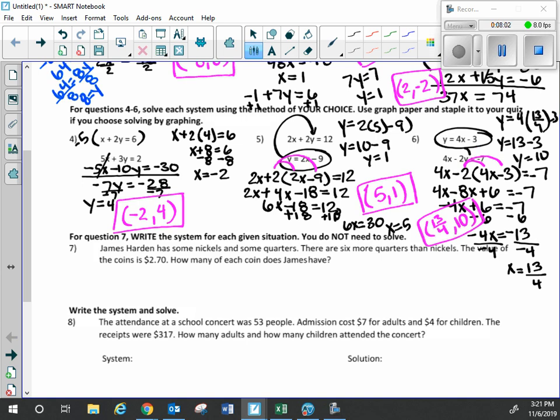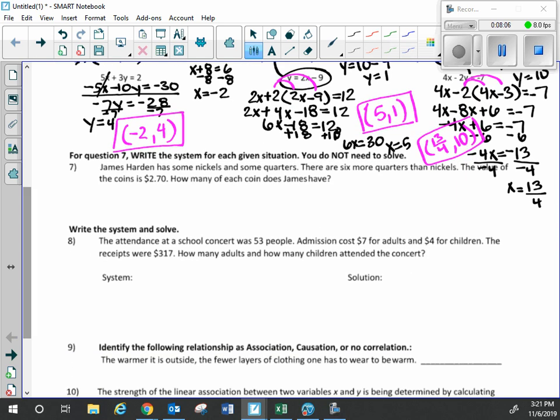Okay, for number 7, write the system you do not need to solve. So James Harden has some nickels and some quarters. There are 6 more quarters than nickels. The value of the coins is $2.70. How many of each coin does James have? So you need to talk about quantity and you need to talk about value.